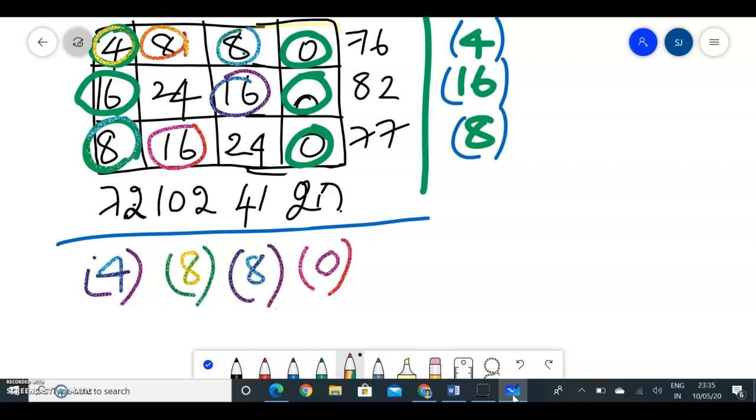Now, which is the highest penalty among these? 4, 16, 8. Which is the highest penalty? You have to choose it.